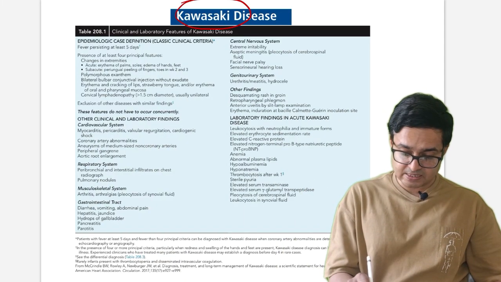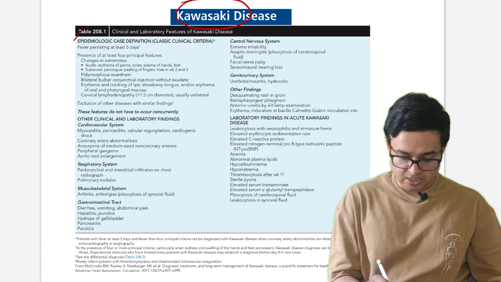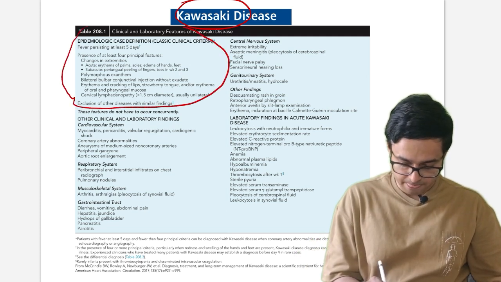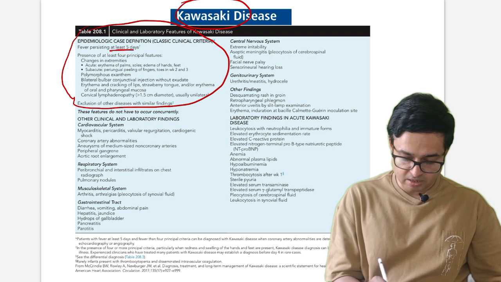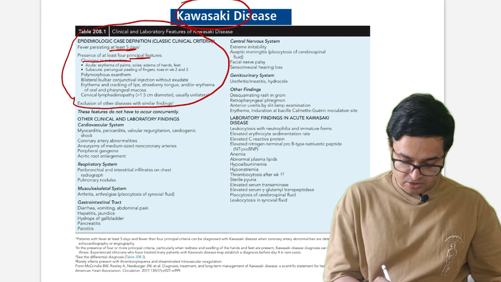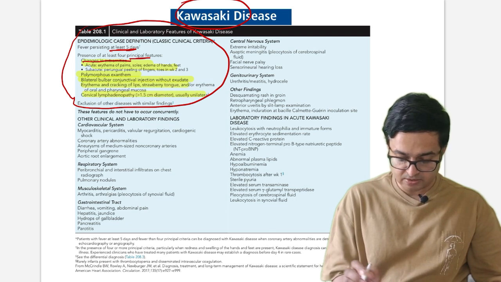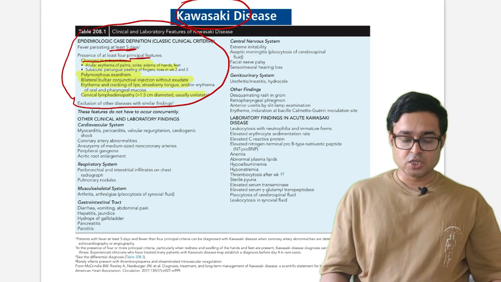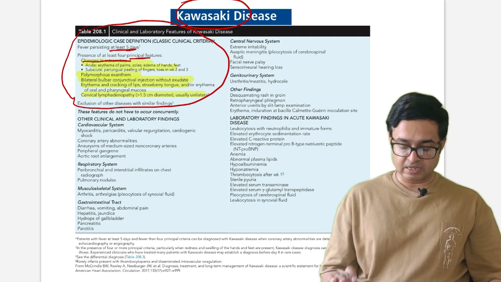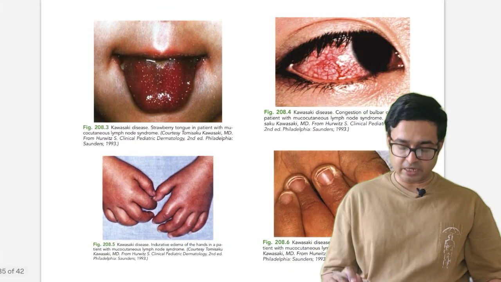Kawasaki disease again, the favorite for examiners. Just see this part, okay, this part. So the fever should be at least 5 days, and at least four principal criteria. What are the four? Change in extremities like palm, soles, edema, polymorphous exanthem, bilateral bulbar conjunctival injection without exudates, erythema, cracking of lips, cervical lymphadenopathy more than 1.5 centimeter diameter, usually unilateral. So the diagnostic criteria has been asked multiple times. Ignore the other part of the table.